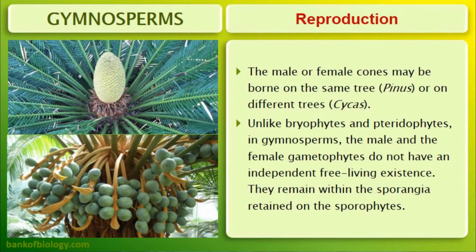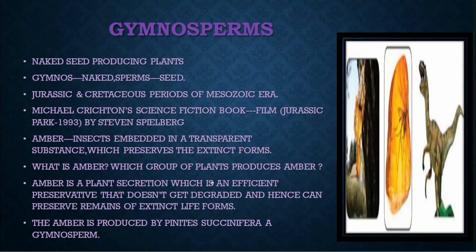Male and female cones may be borne on the same tree as in the case of Pinus, or on different trees as in the case of Cycas. Unlike bryophytes and pteridophytes, the gymnosperm gametophytes do not exist as independent free-living forms. They remain within the sporangium, which is retained in the sporophyte body. Gymnosperms belong to the Jurassic Cretaceous period of the Mesozoic era.